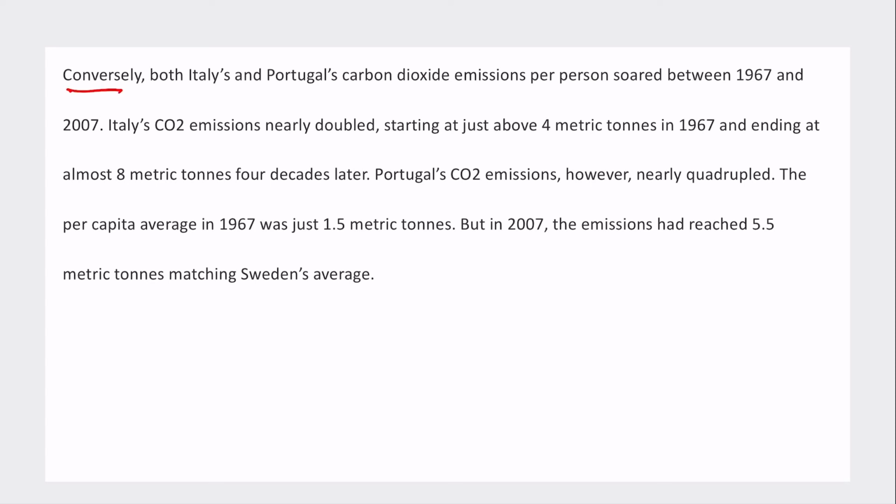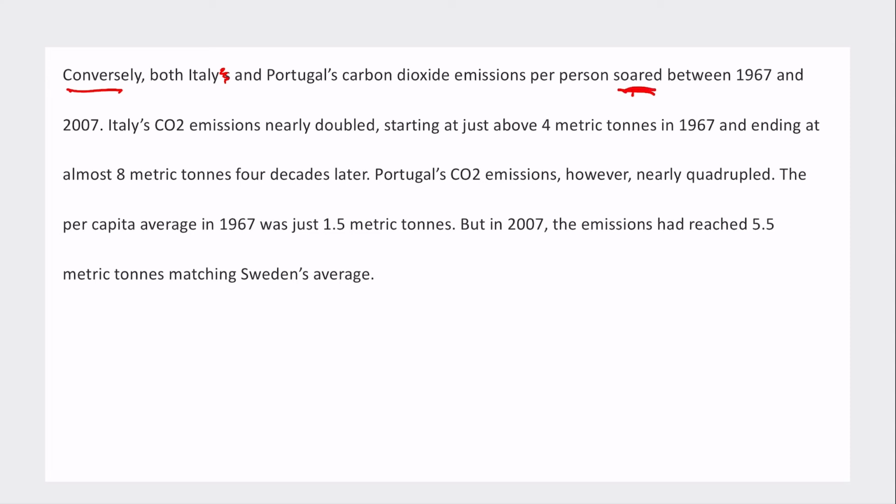Conversely, again, good linking word. Both Italy's and Portugal's, I would say both Italy and Portugal's, so it should just be together. Both Italy and Portugal's carbon dioxide emissions per person soared between 1967 and 2007. Okay, again, a nice describing word. That's a nice paraphrase of increased.